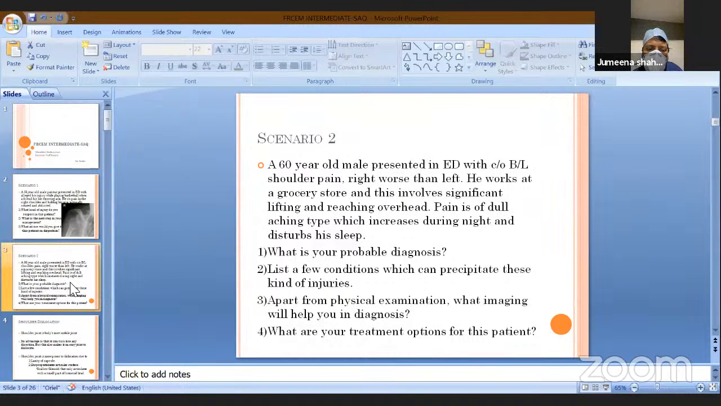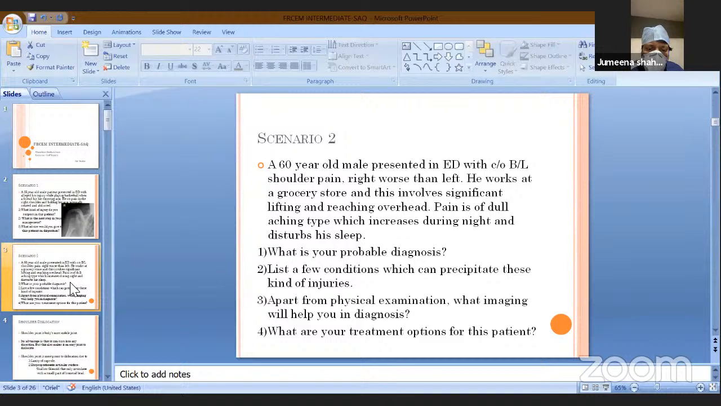A 60-year-old male presented with bilateral shoulder pain, right versus left. Significant pain. Nadia, I should say that your way of making up the scenario and the questions is good. They are fairly the same way as MRCOM or FRCOM Part B would be like.